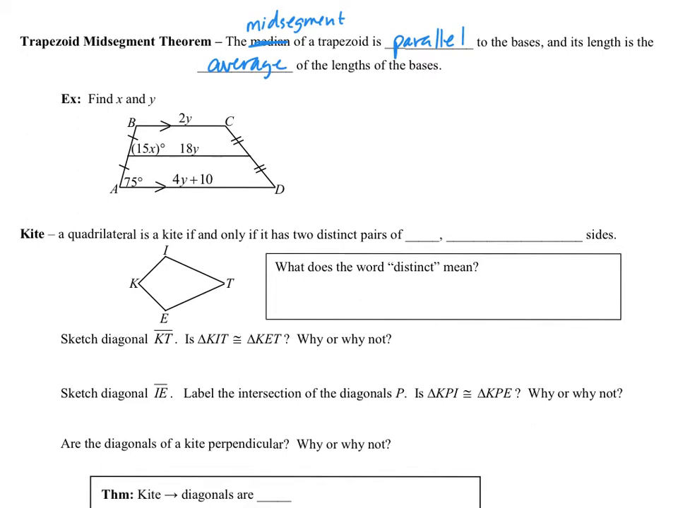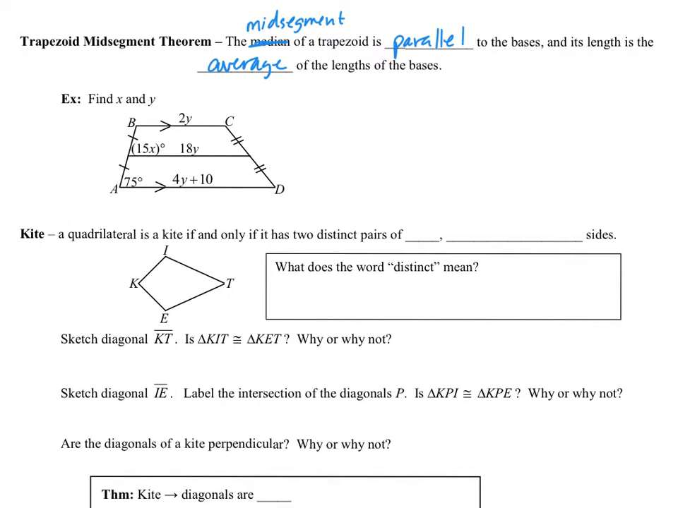All right, so the mid-segment theorem gives us two pieces of information. The first piece of information is if we have a mid-segment, we're going to know that that mid-segment is parallel to the bases. And secondly, we're going to know that the measure of that midsegment is going to be the average of the measures of the bases. So let's use this theorem to find x and y.